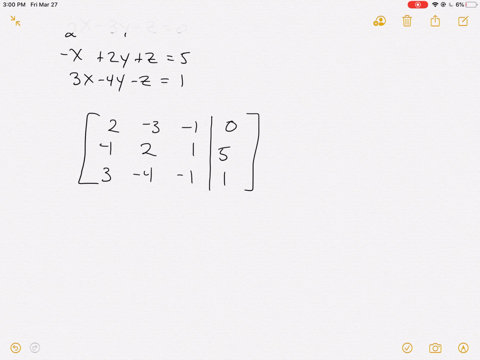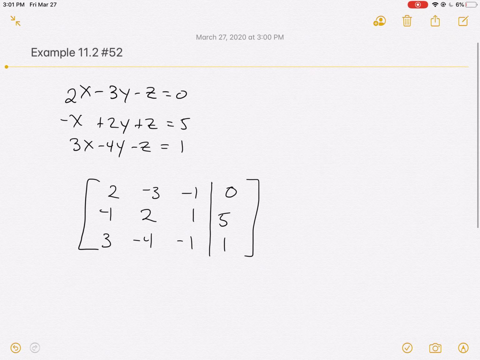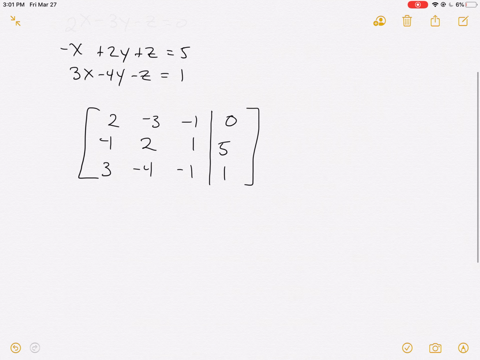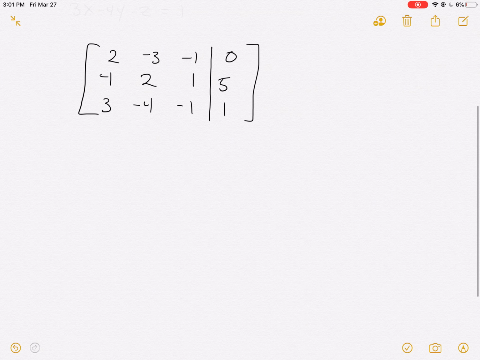For our last example from this 11.2 section, we're going to be working problem number 52, and here's how it looks. I took the time to put it into a matrix form, and so we have that system of equations that we need to solve, and I just thought we would look at one other problem and ideally other situations that can arise. So we're focused on that matrix.